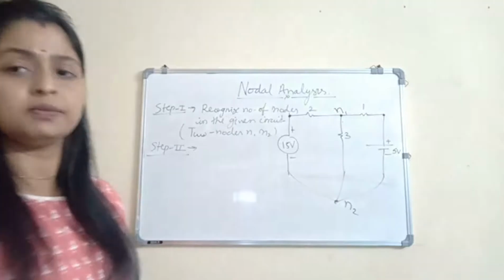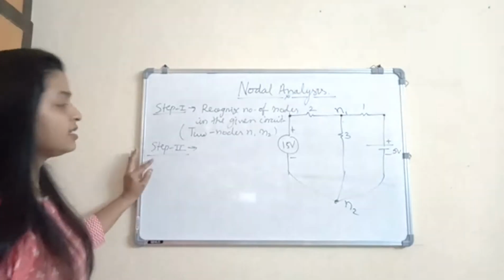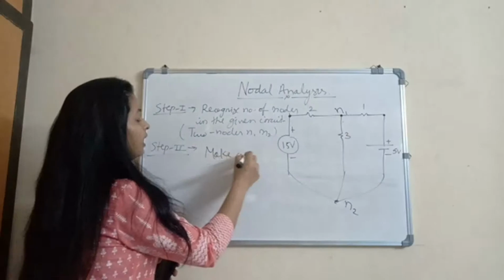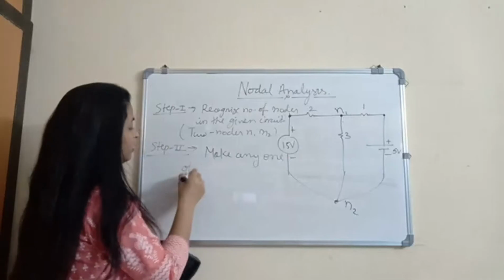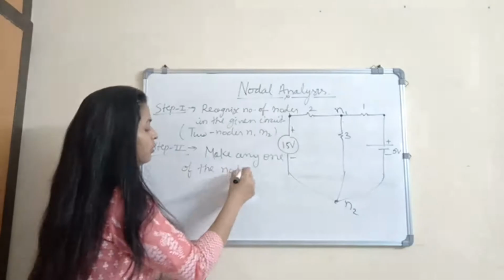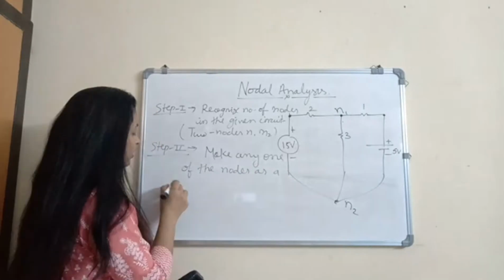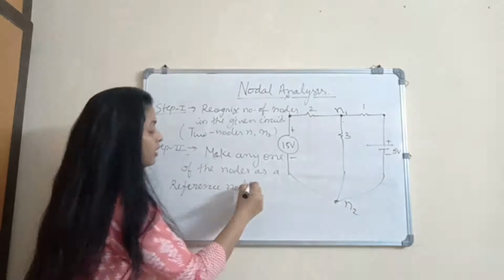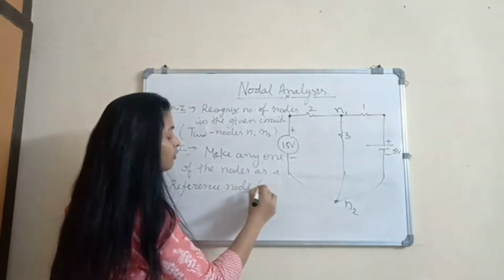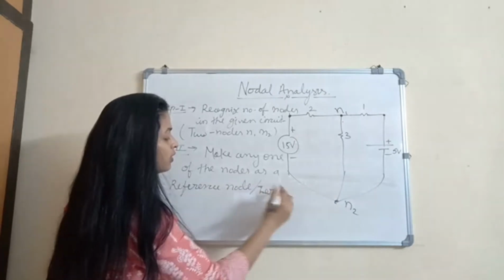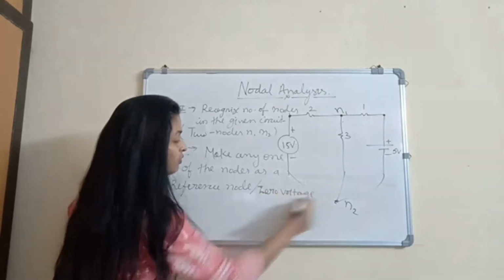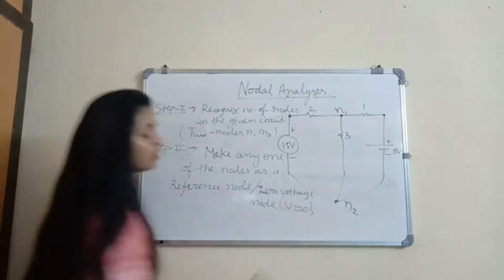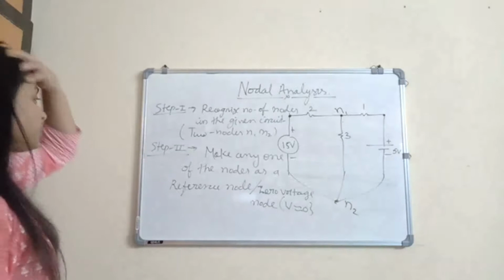Now step number 2 says the next step is to designate any one of the nodes as a reference node, or zero voltage node. What is it? Why do we need it? Most important question.